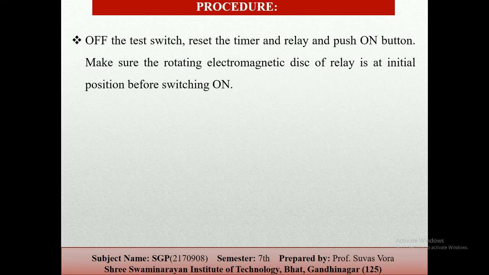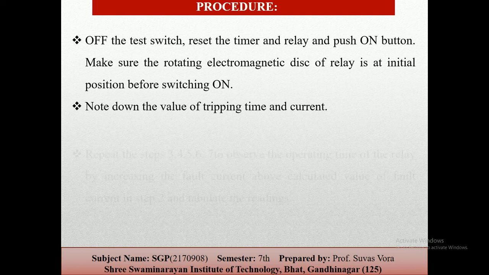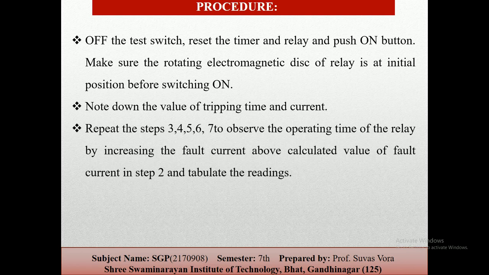Now switch off the test switch, reset the timer and relay, and push the on button again, and make sure the rotating electromagnetic disc of the relay is at the initial position before switching on. Otherwise क्या होगा, अगर मैं रीसेट की नहीं है अगर इट इज़ तो वो फॉल्ट कंडीशंस कंटिन्यू करके ही कैलकुलेट करेगा. So note down the values of the tripping time and currents. Repeat all the steps to observe the operating time of the relay by increasing the fault current as per the calculated values of the fault current in step 2, and tabulate the readings.